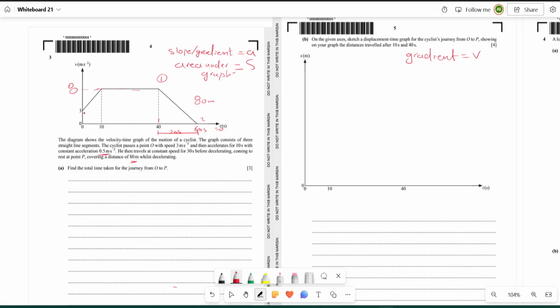So in this first section, I need to know how much displacement I moved, right? How much did I move? I can do that by finding the area under the graph, the area of this trapezium. So the area is going to be this plus this over 2 times this. So it's going to be 3 plus 8 over 2 times 10, which is basically 55 meters. So I basically moved 55 meters.